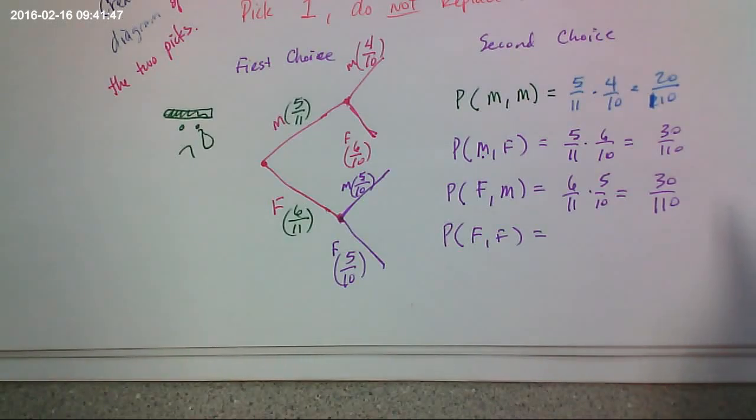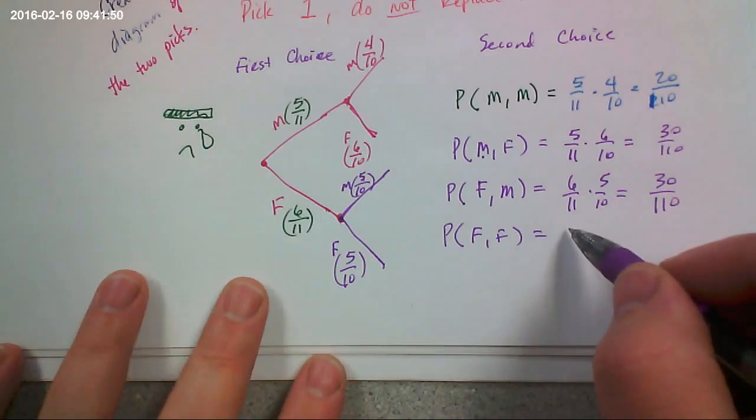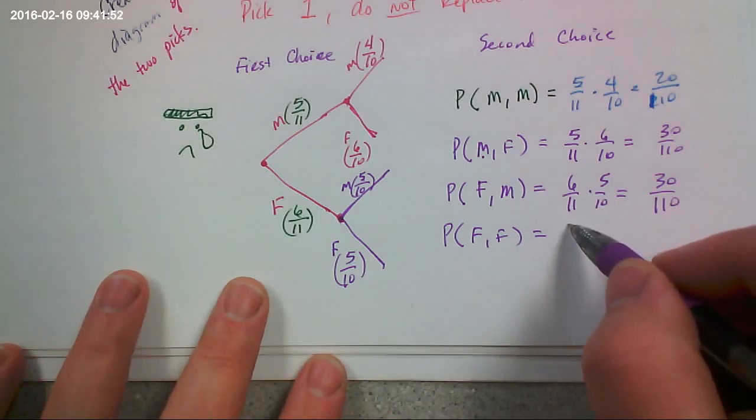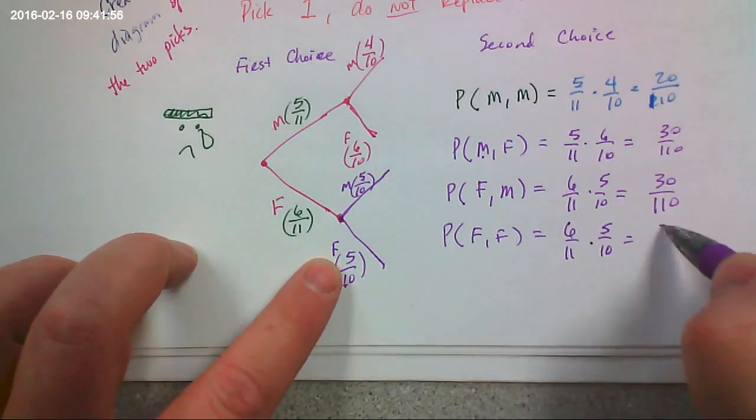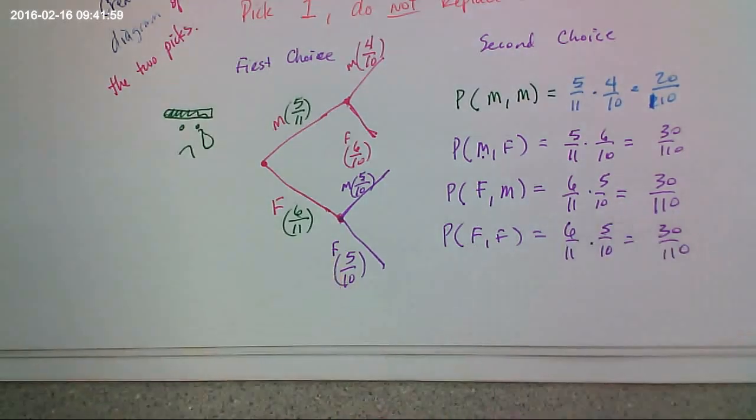11 times 5 times. Same thing. 6 over 11 times 5 over 10. Are we sure the first one is right? Yeah. No. And they're all in the same color.